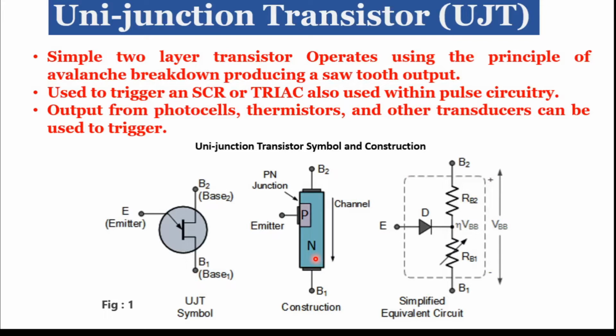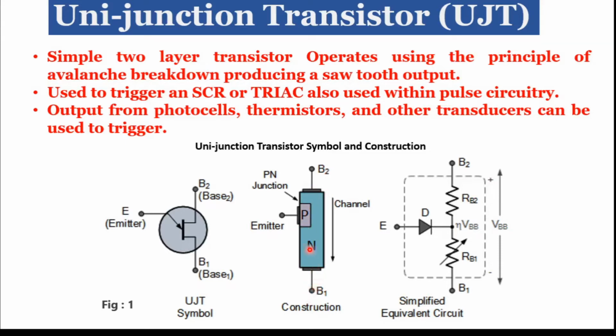Now a heavily doped p-type material is diffused nearer to one of the end of the bar and a terminal is taken out from it named as emitter. The second terminals are taken out from the n-type bar and terminal which is nearer to p-n junction is named as base 2 while other terminal is named as base 1.